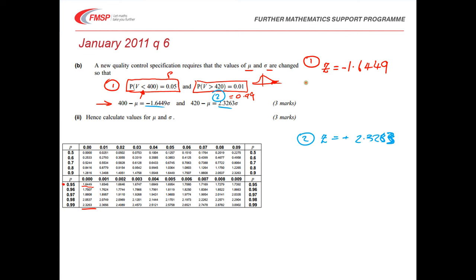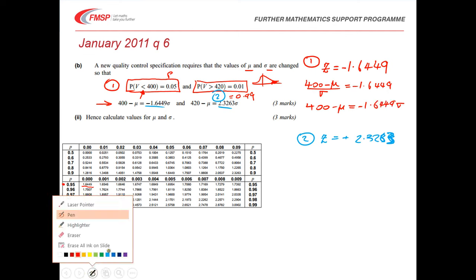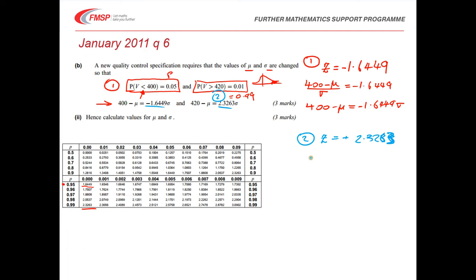So let's go back to equation 1, and what we've now got to do is to standardize this. So we've got to realize that this is the same as x minus mu over sigma, and we can now see very, very clearly that that's going to give me 400 minus mu is equal to negative 1.6449 sigma as required. Yay! Which is great. And then we do the same for the second equation. So here we're going to have the situation that 420 minus mu over sigma must equal 2.3263. So there is my second equation.